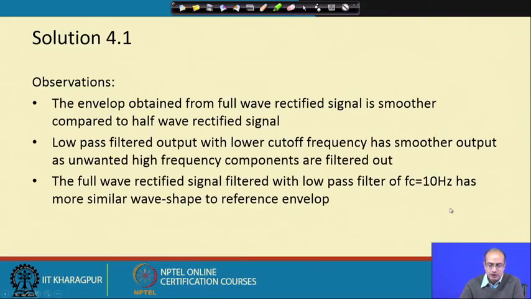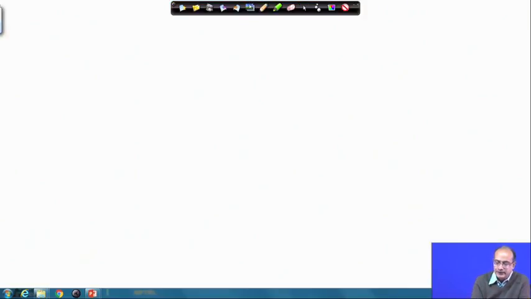Now, let us conclude with the observations here. The envelope obtained from the full wave rectified signal is smoother compared to the half wave rectified signal. Okay. When we go for the full wave rectified signal, it would be smoother than the half wave rectified signal. We can look at one picture to make it easy.